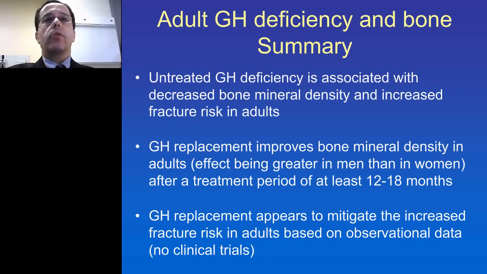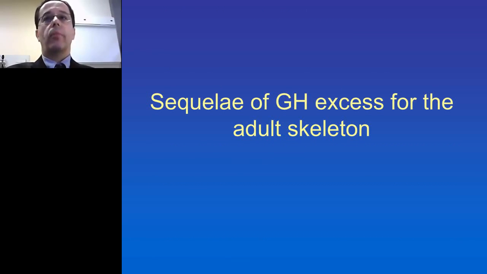So let's turn our attention to growth hormone excess in adults, also known as acromegaly, and the sequelae for the adult skeleton.